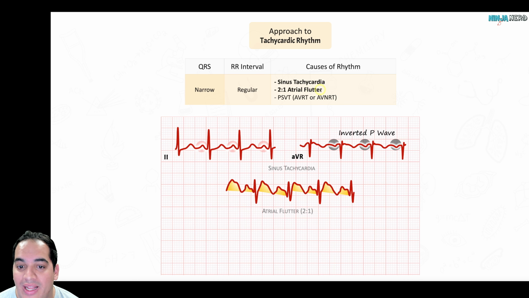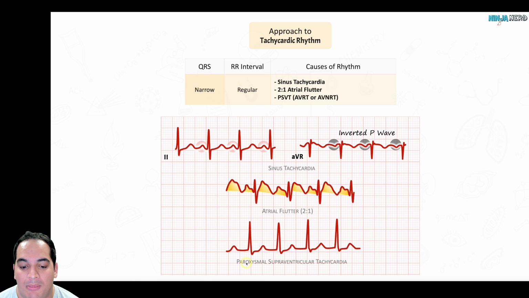For 2-to-1 atrial flutter, there won't be any visible P waves. Instead, in leads 2, 3, AVF, they'll have these flutter waves, which are very consistent. Also, the heart rate tends to be very consistent at 150, and that's very, very common for atrial flutter. But again, you'll notice a narrow QRS, and you'll notice that the R to R interval is the same.